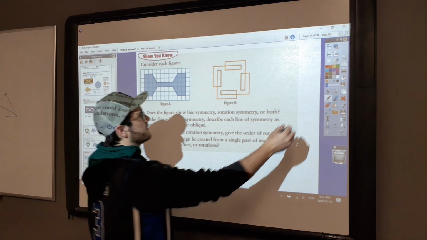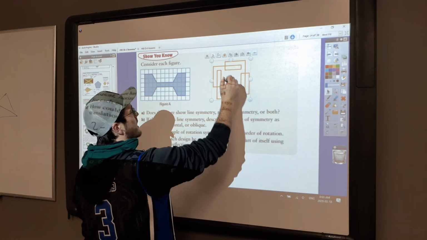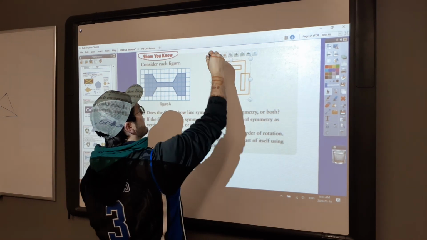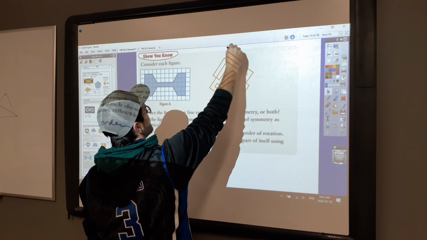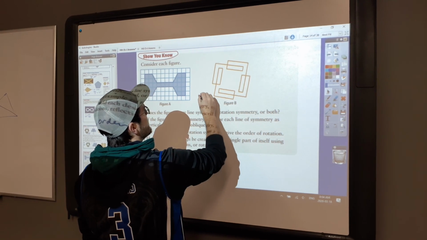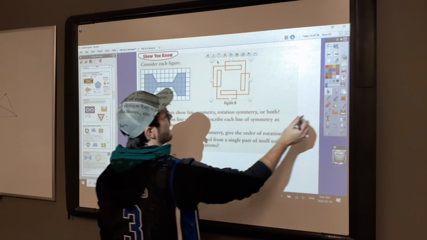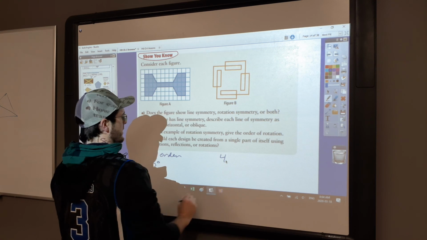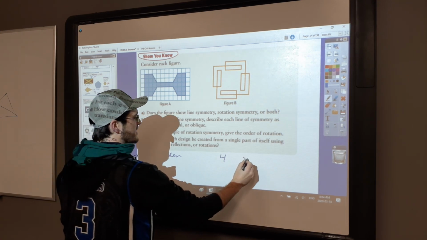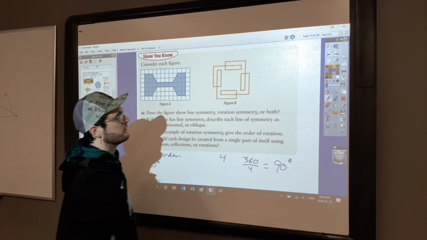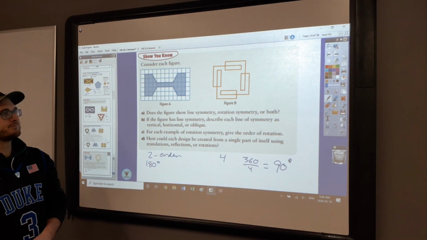The next one here also, I believe, has rotational symmetry. We have to pay attention here to exactly what the shape looks like. Some of them are a little bit tricky. Back to its original once, twice, 3 times, and 4 times. Okay, so it has order of 4, and 360 divided by 4 is 90 degrees for the angle of rotation.